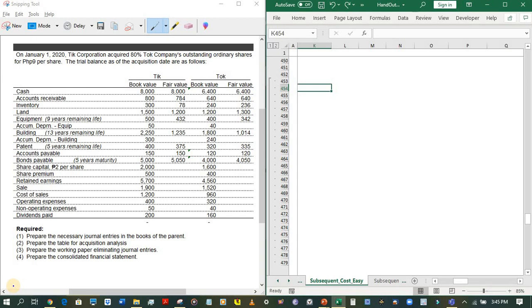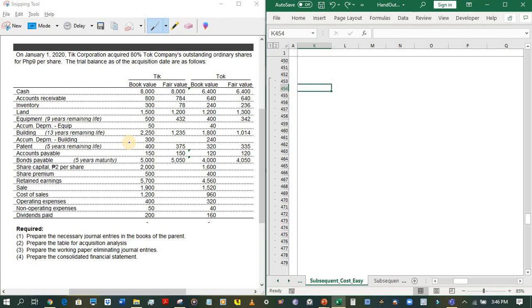Since the acquirer obtains control over the acquiree, the acquisition shall be accounted for as a business combination, which is a stock acquisition. The date where the acquirer obtains control is January 1, 2020, which is the acquisition date. We have a trial balance for each of the companies, and these trial balances are considered pre-combination trial balances. If we analyze each of the accounts, there is no investment in subsidiary, which means the purchase of the stocks from TOC Company's outstanding shares is not yet presented in the trial balance of TIC Company.